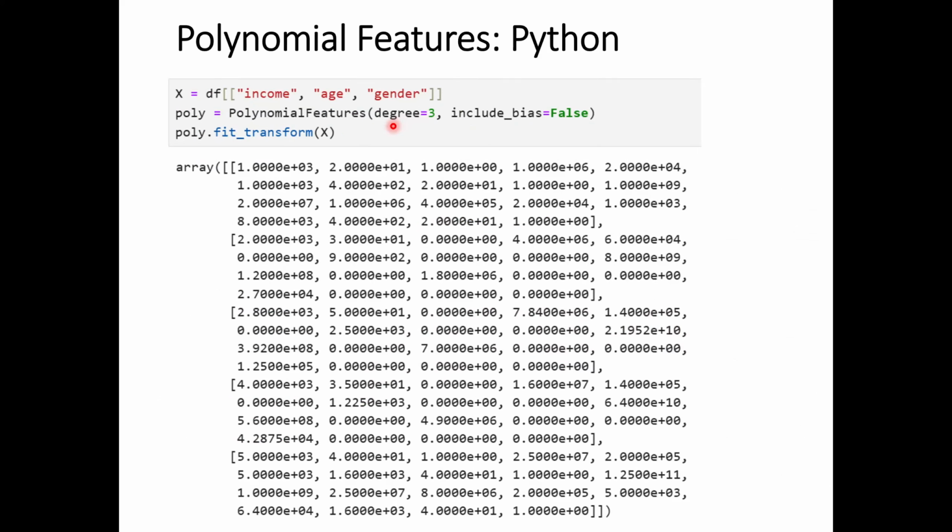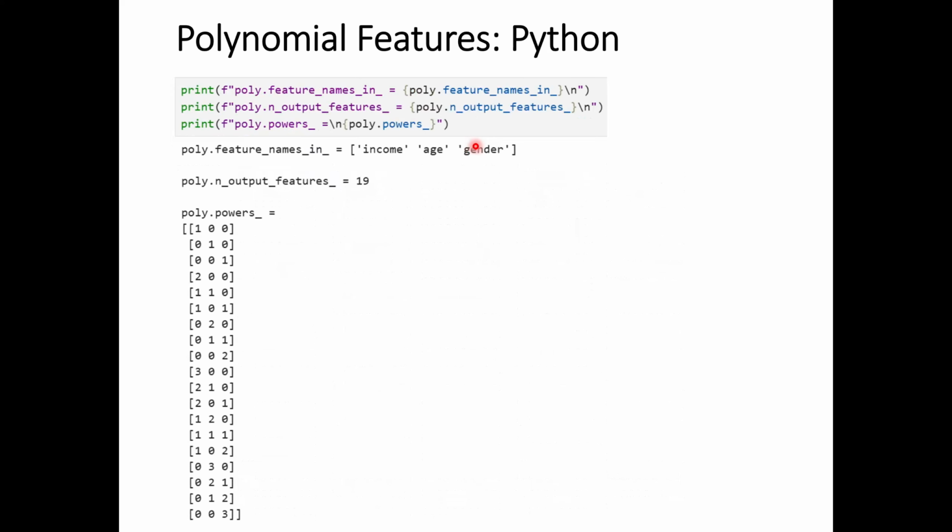We can generate polynomial features of the 3rd degree. In this case, the number of new features will be 19. Remember, the column of ones is not included.